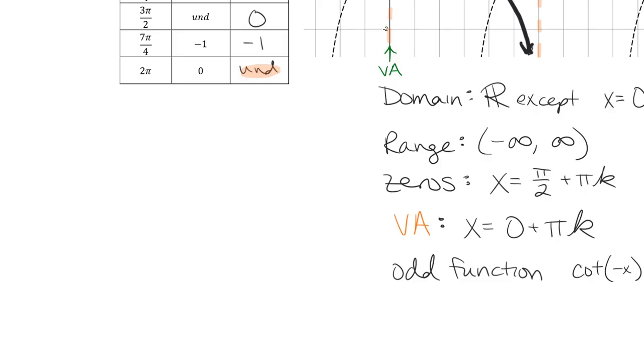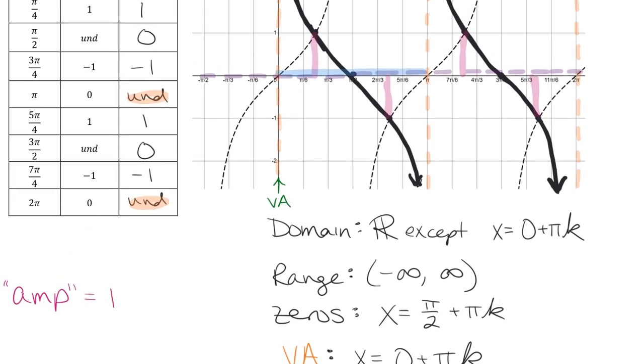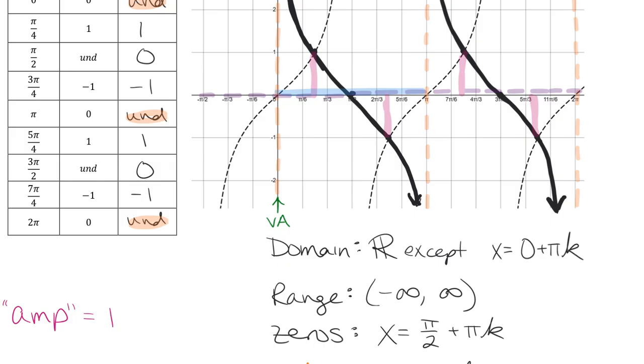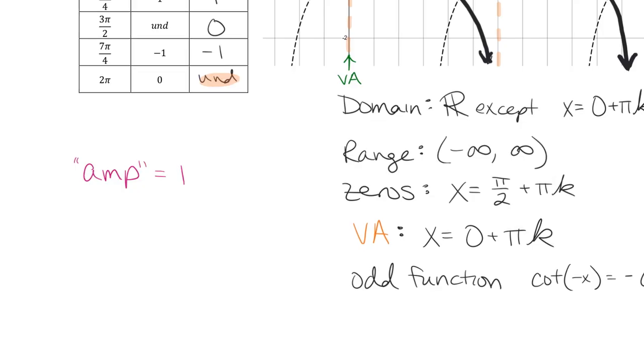So if we write down all the info like we've done for everybody else. The amplitude is 1 because that's how tall the vertical stretch or shrink is for this cotangent function. The period of this function, like tangent, is just pi, which for us means that b is equal to 1, since pi divided by 1 is pi.